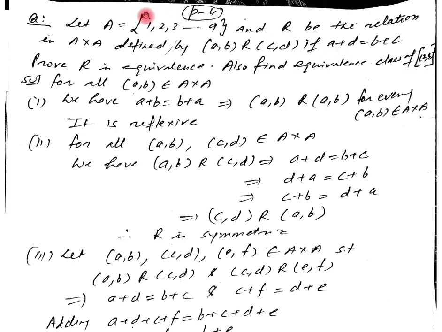Now firstly we have to prove that this relation is an equivalence relation. Let us check for reflexivity. For all (a, b) belonging to A cross A, we have to take any element from A cross A. So let (a, b) belong to A cross A. Now a plus b can be written as b plus a. So this implies (a, b) is related to (a, b), for every (a, b) belonging to A cross A.